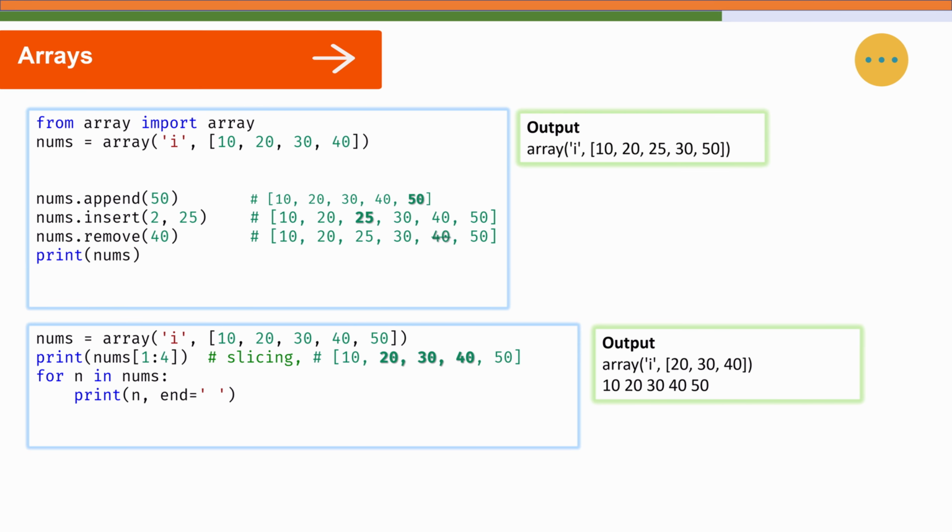Arrays support slicing. You can extract parts of the array using that notation: start, colon, end. You can also iterate directly through arrays using a for loop just like lists.